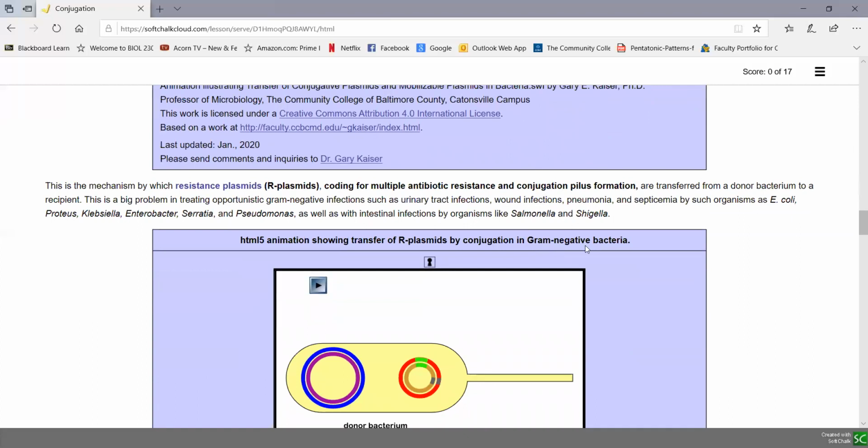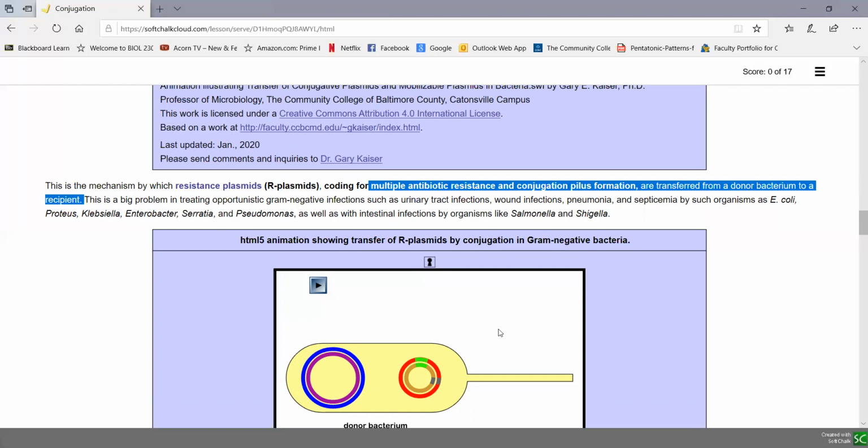And this is a very common mechanism by which resistant plasmids, or R plasmids, which code for multiple antibiotic resistance and the formation of conjugation pilus, are transferred from a donor to a recipient. And this is a big problem, especially in treating gram-negative infections, especially many of the healthcare-associated infections like urinary tract infections, wound infections, pneumonia, septicemia, by common bacteria like E. coli, Proteus, Klebsiella, Enterobacter, Pseudomonas, and others.